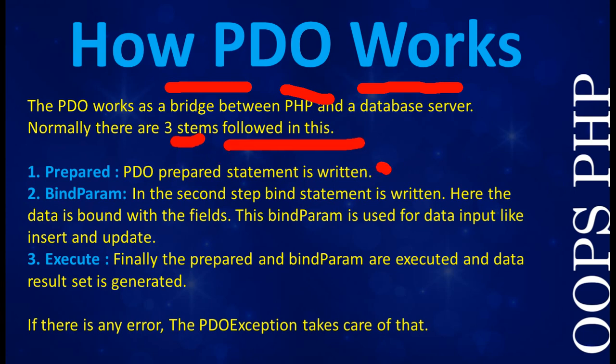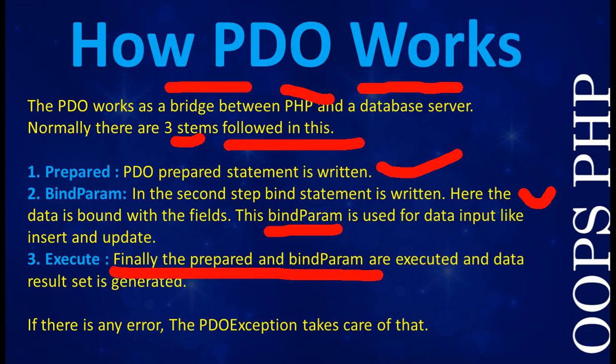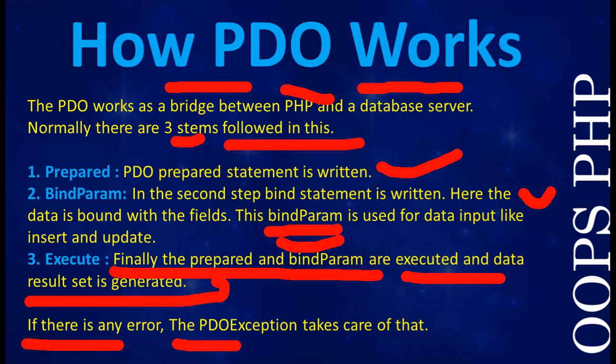The first one is the prepare statement. First, a prepare statement is written, and then bind params. The data is bound with the bind param parameter, and then finally the bound parameter is executed and a data set result is generated. Normally bind param is used when inserting or updating the data. If there is any error, the PDO exception takes care of that.